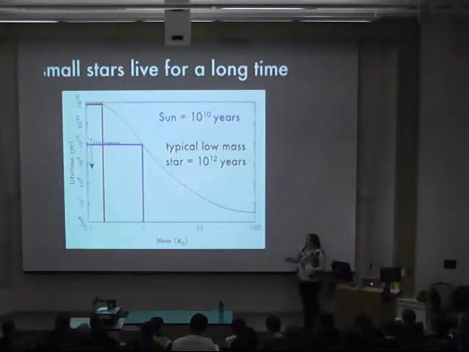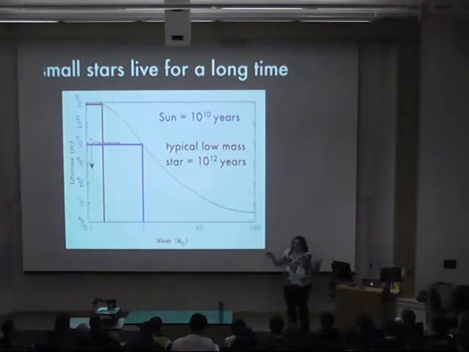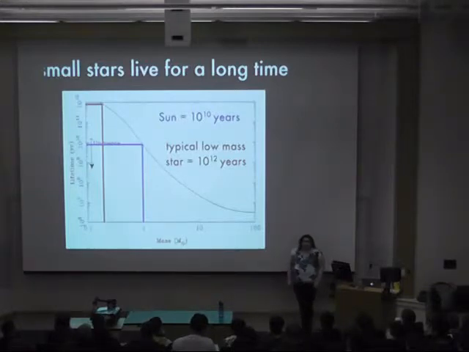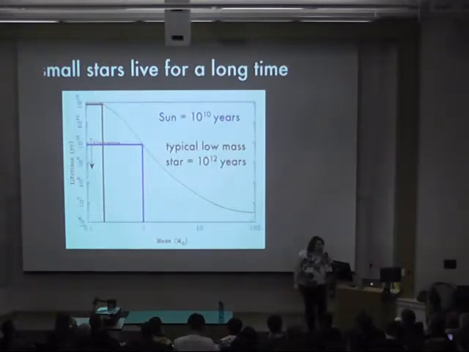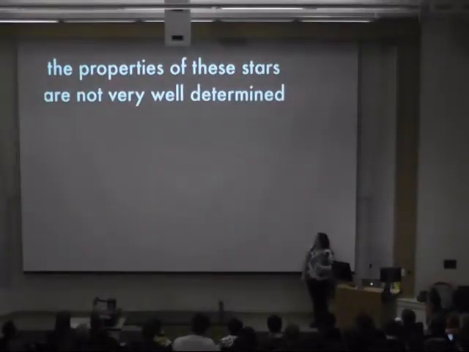So why is this interesting? Well, these stars, they're still around no matter when they formed. They haven't gone away yet. So you can use these stars, if you can figure out things about their composition, about their distribution, to probe the really early times in our galaxy and in our universe. But sadly, the properties of these stars are not very well determined.